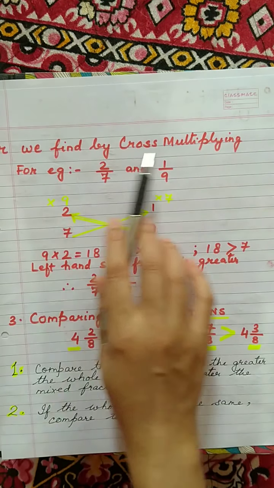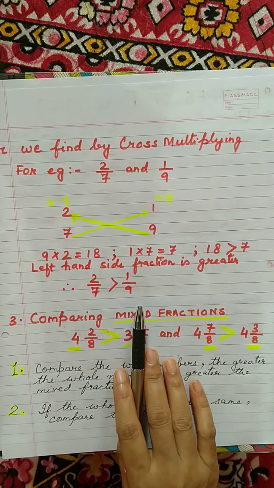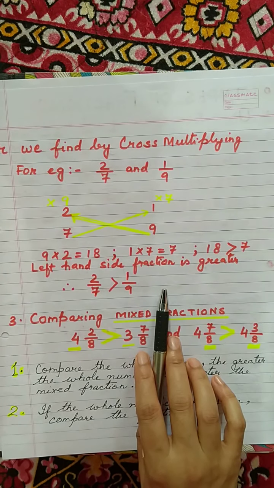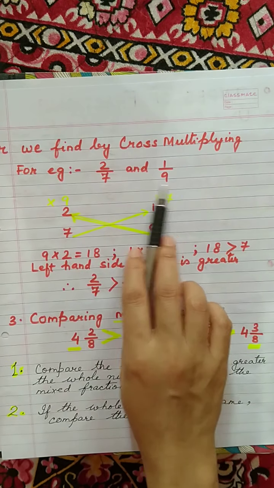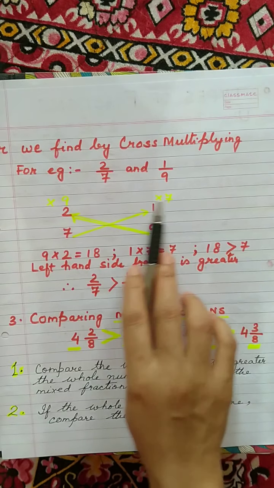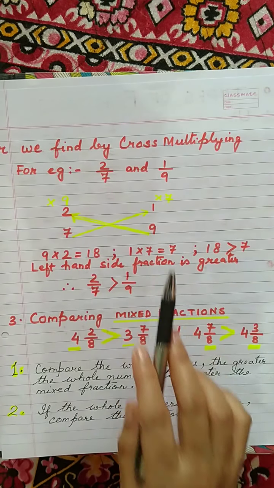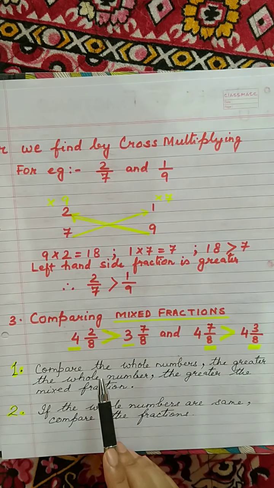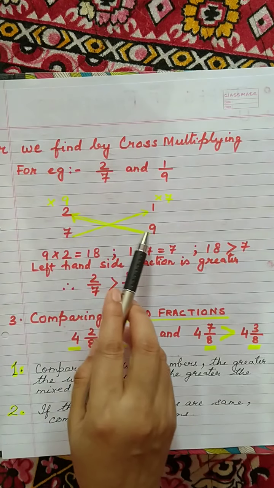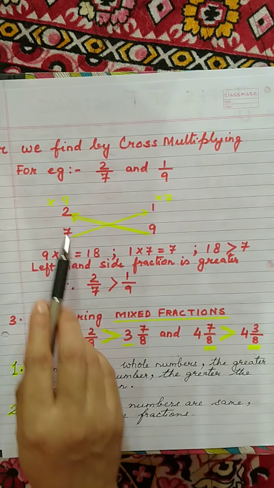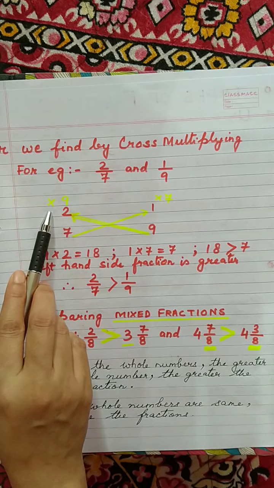Now there is another way of comparing fractions, that is cross multiplication. Now we have two unlike fractions here. We can find out which is greater and which is smaller through cross multiplication. Now 2 into 9 is 18. We begin with the left hand side top number.